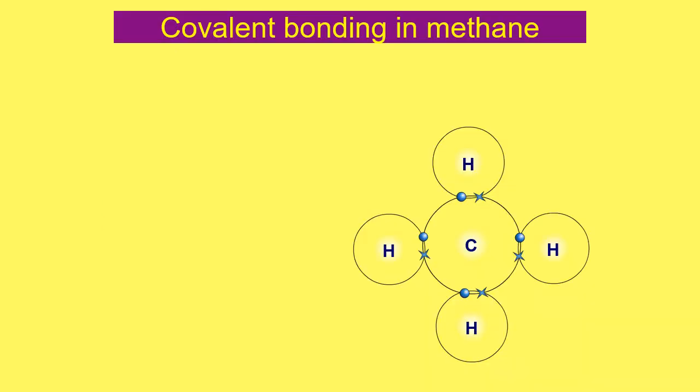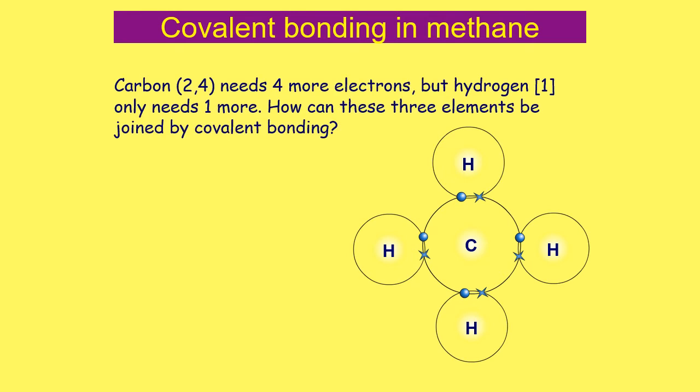Now methane. Methane, you might not know, but methane is the gas that you burn in your Bunsen burner. And methane is formed by carbon forming a compound with hydrogen. Now carbon has 4 electrons in its outer shell. Its outer shell can hold 8 electrons, so it needs 4 more electrons. Each hydrogen only needs 1 electron. So how do those elements join together to form covalent bonding?